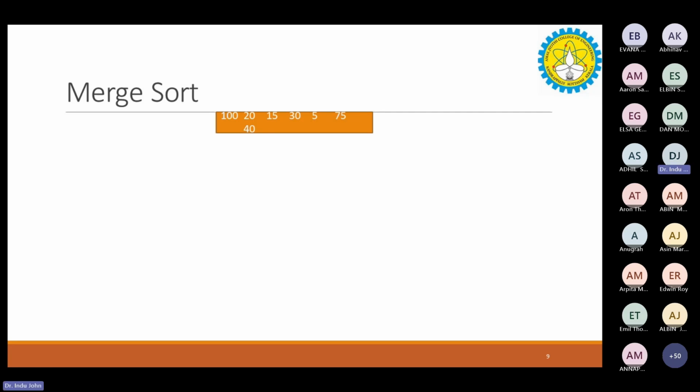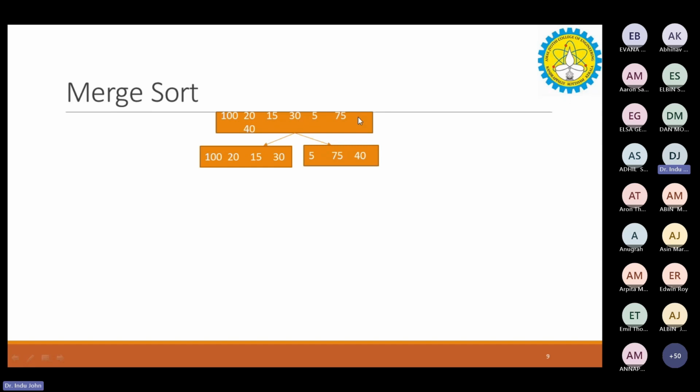Okay, so let us continue. So here you can see an example of an array. This 40 is placed below, but it's also part of the array. So there are actually 7 elements in this array. So yeah, you need to get this array sorted.